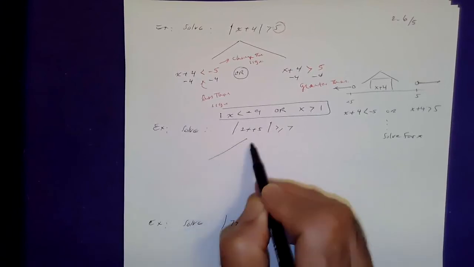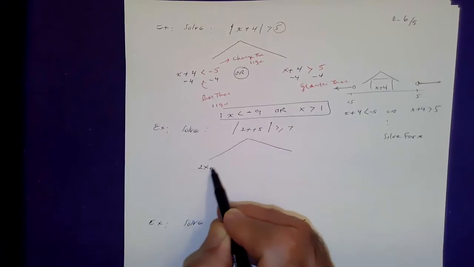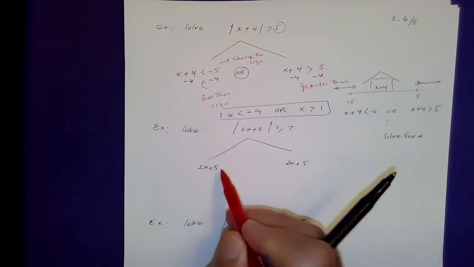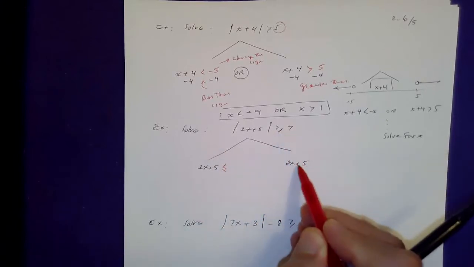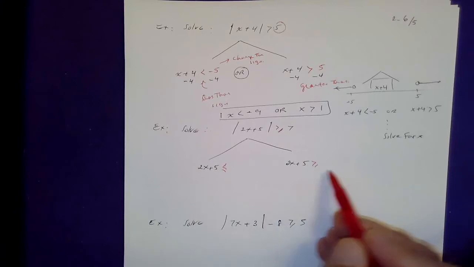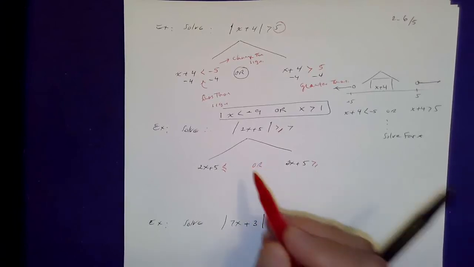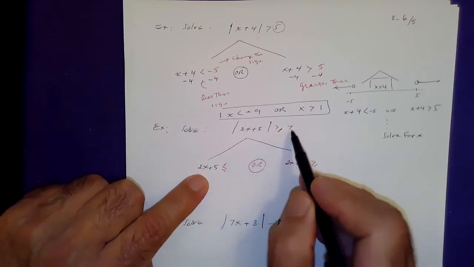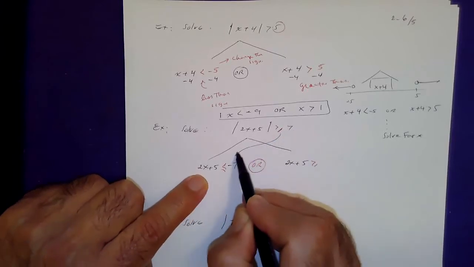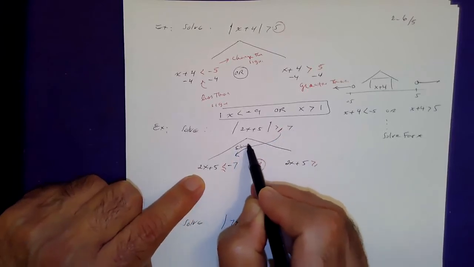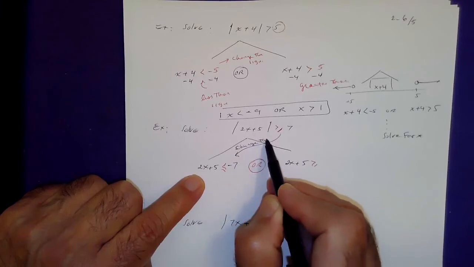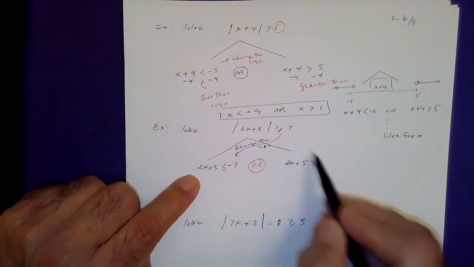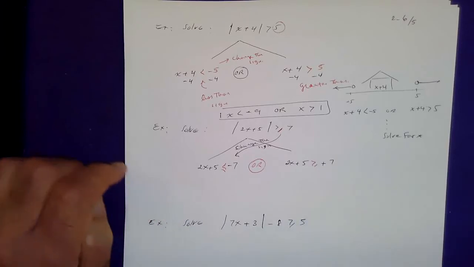So you write this, split this into two cases. One of these takes less than or equal because there was an equal sign. The other takes greater than or equal. And don't forget the magic word in between is or. For less than, we take the opposite of the sign. Don't forget to change the sign. And for greater than, we keep the sign the same, which is +7.